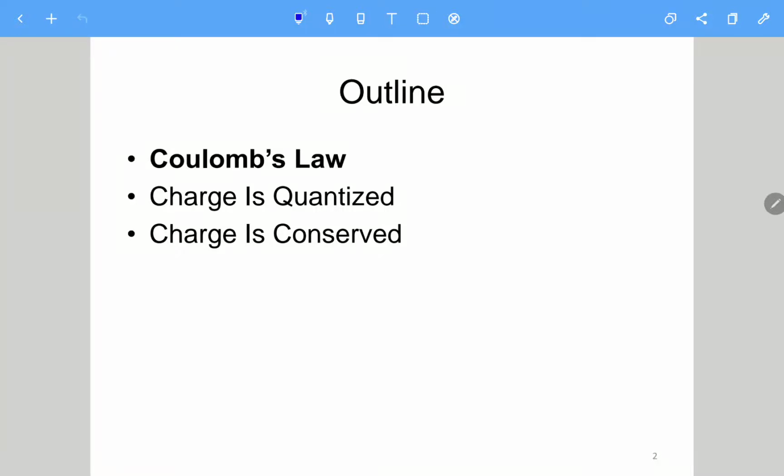Okay, so this is the outline of this chapter. The first part is about Coulomb's Law, Coulomb 定律, and then we'll talk about the charges being quantized. Charges are quantized, so you can only count 1 electron, 2 electrons, something like that. And then the last part is about charge being conserved. We cannot create or diminish charge, so the charge is conserved.